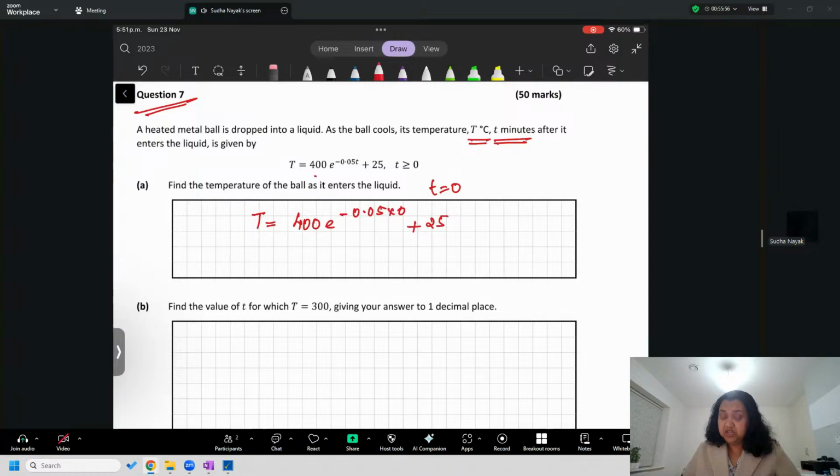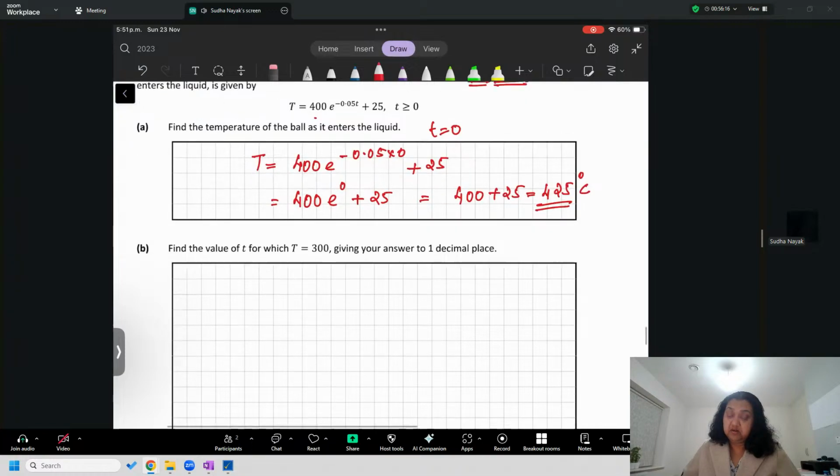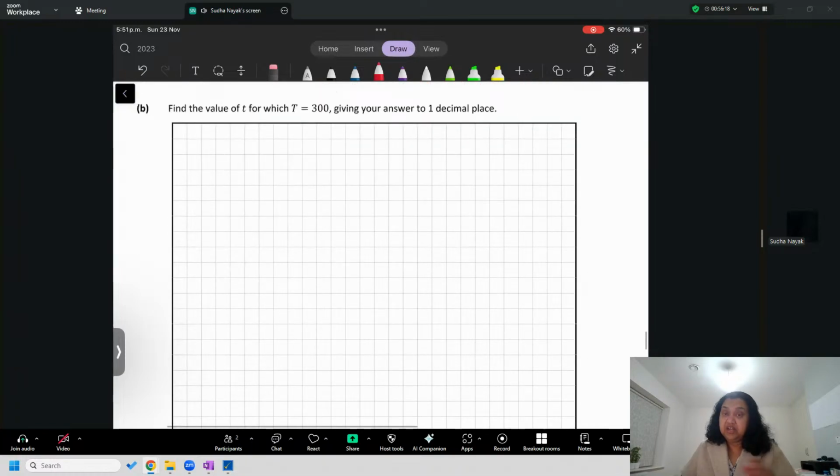And remember, e to the power of 0 is not 0, it is 1. So it is 400 plus 25, which is equal to 425. Some people make this mistake. One more thing, you should not write beyond the black line. It will not be counted because all the valuation is done online, so they will not take anything outside the square. Please be very, very careful when you are writing this.